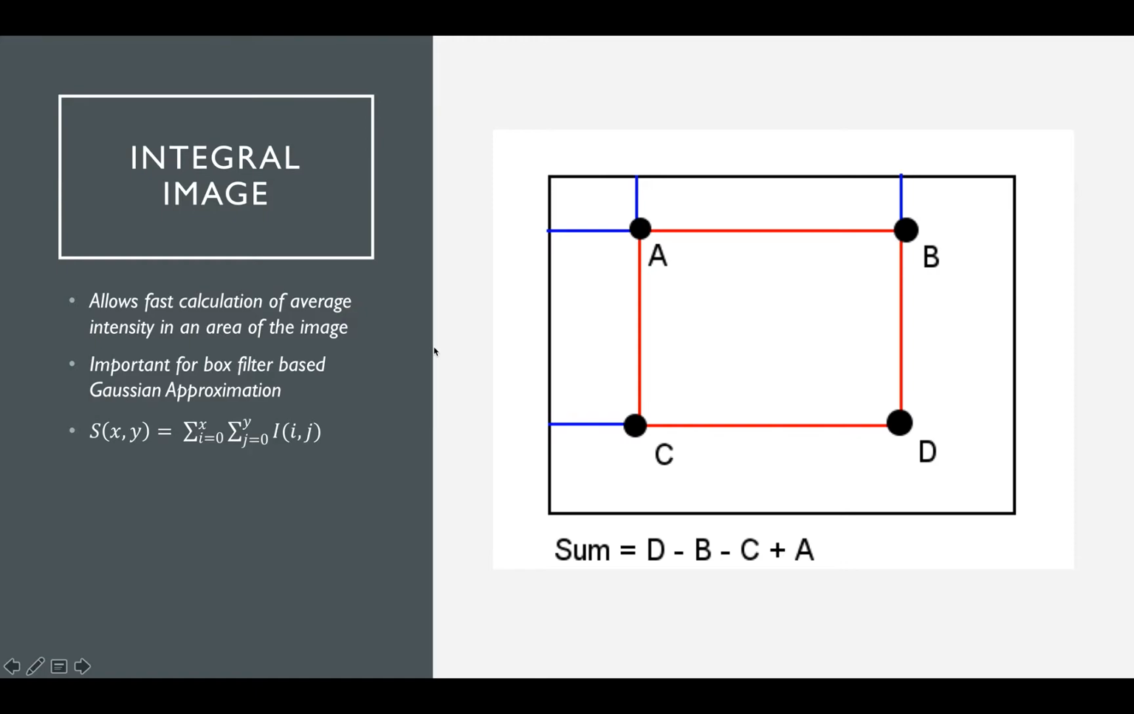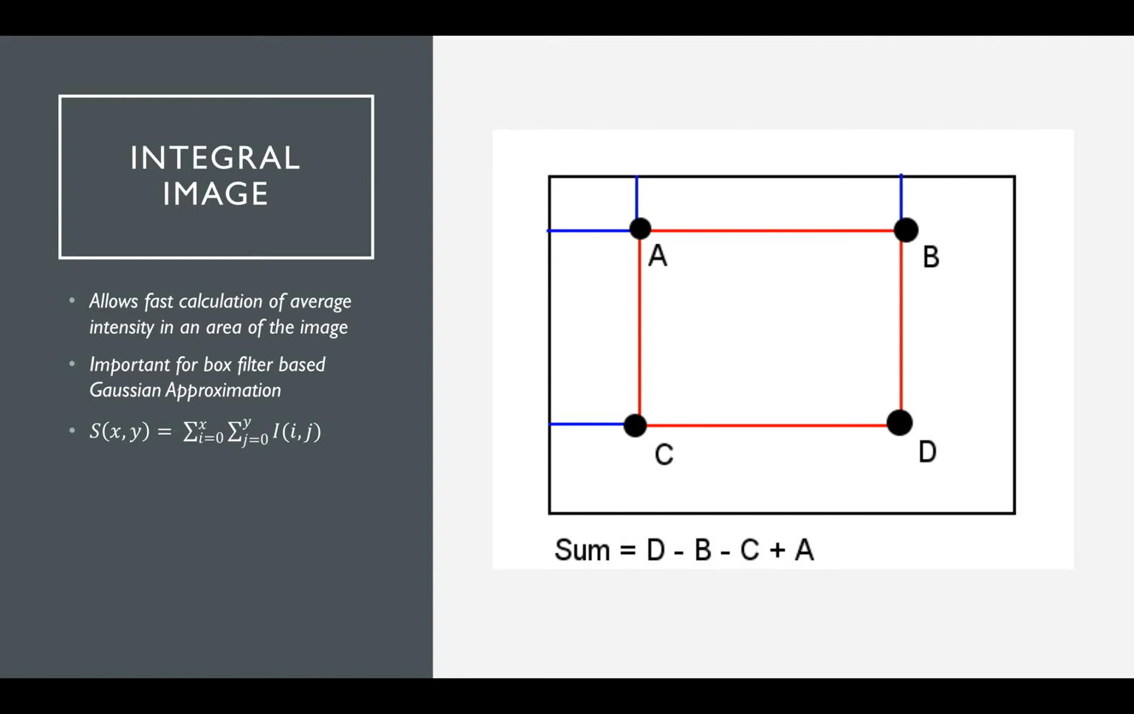So the first step that we have is the creation of the integral image. Now, integral images are a very useful tool that allow us fast calculation of the average intensity of an area of an image. And as you'll see in a minute, a lot of the calculations used in SURF rely on box filters, which is a way to approximate the second order Gaussian.